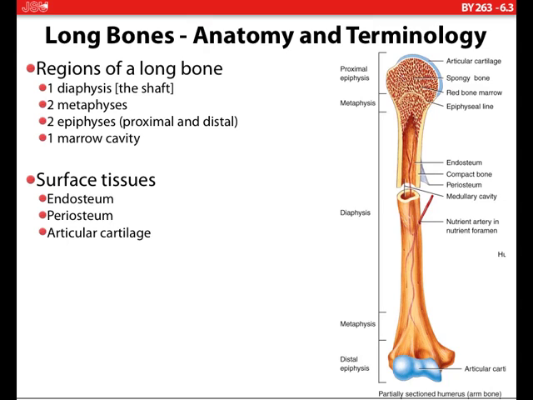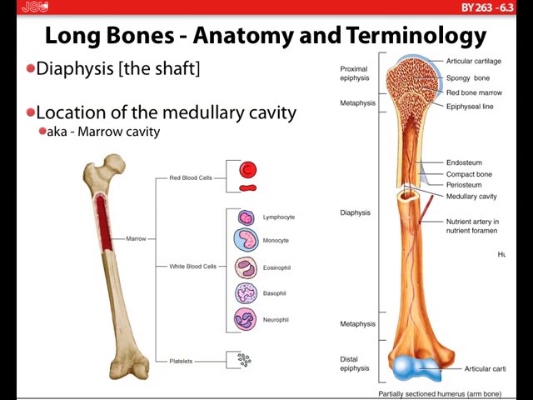Also note there is a surface. We're talking about regions, but there's also a surface. See where it's pulling away here? You have the endosteum, the periosteum. The periosteum is that connective tissue layer right there. It's kind of hard to see, but it's pulling away almost like Saran wrap. Articular cartilage, you're going to see that on here. That's going to provide movement and low friction.